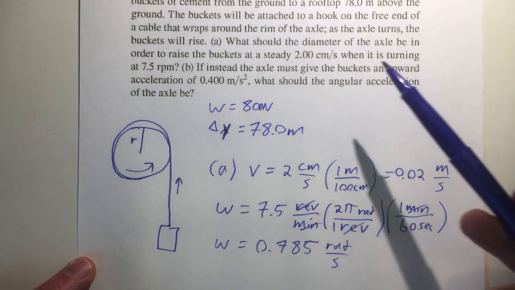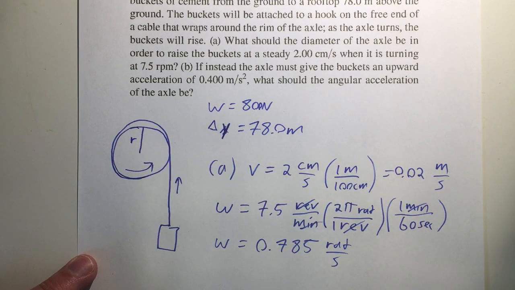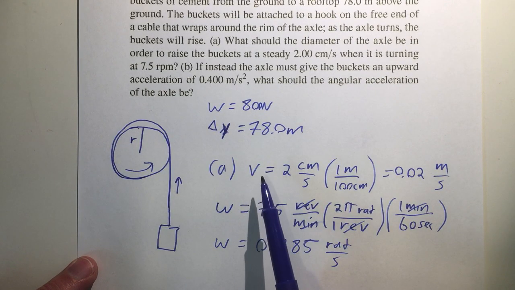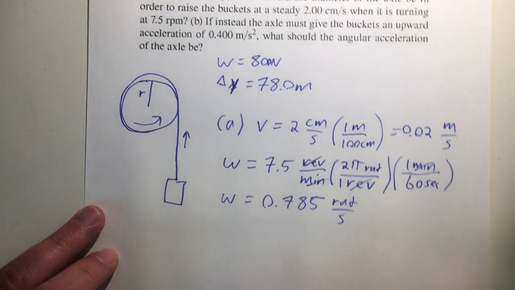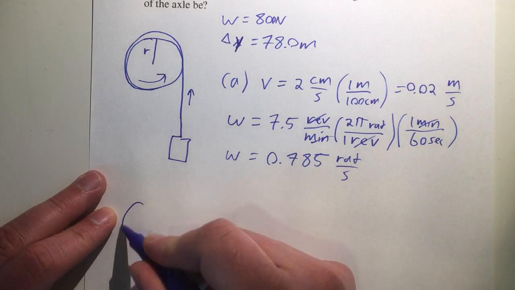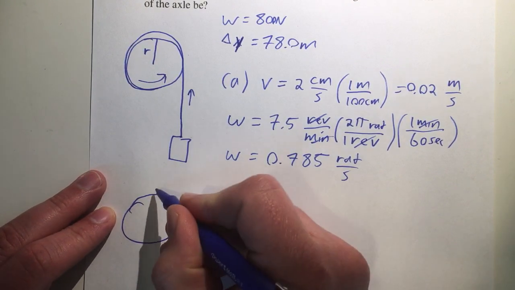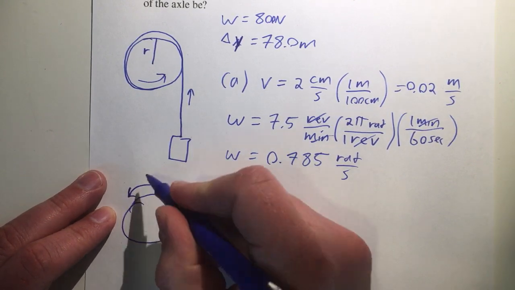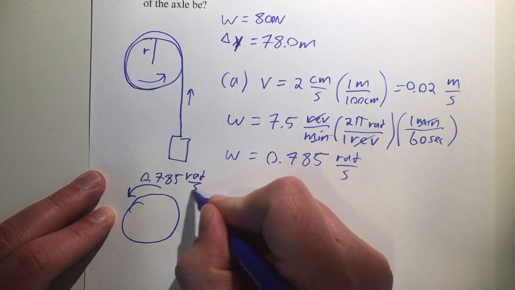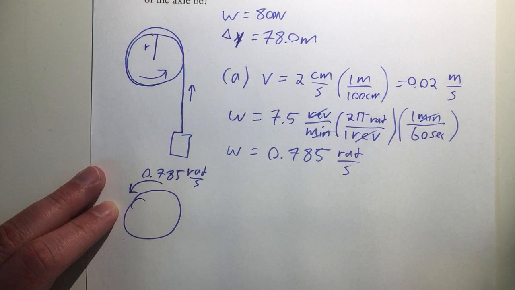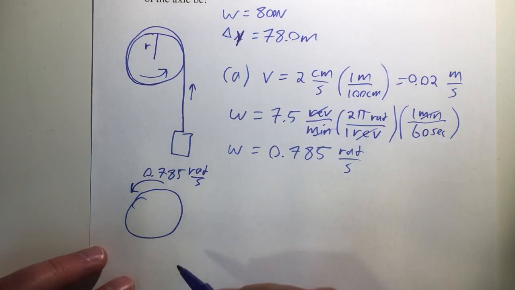It wants us to find double that of the diameter of the cylinder in order for it to have this velocity and this angular velocity, right? So we know that the entire axle as a whole is spinning at some rate, 0.785 radians per second, right? The velocity of each part of the cylinder is going to be different, right?